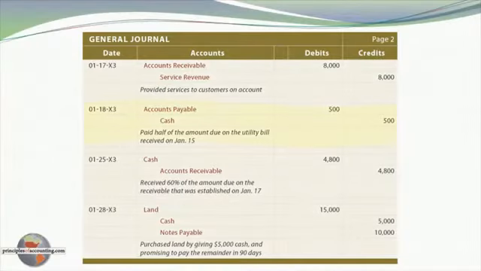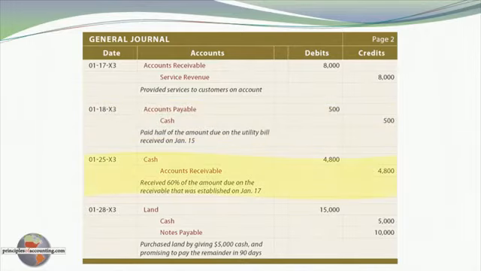On the 18th of January, we paid half of a bill that we previously received, and so accounts payable is being reduced. Accounts payable is a liability that's going down with a debit. Cash is also going down as we disperse the money. Cash goes down, we credit the asset to reflect the decrease.